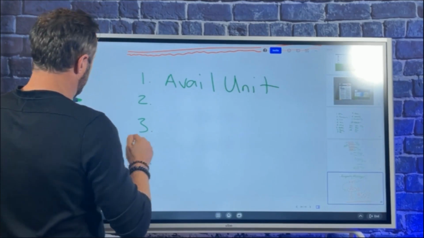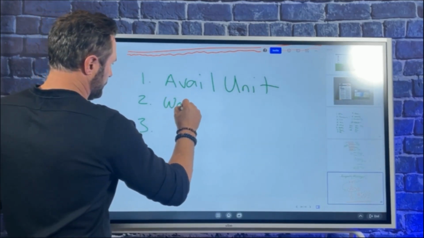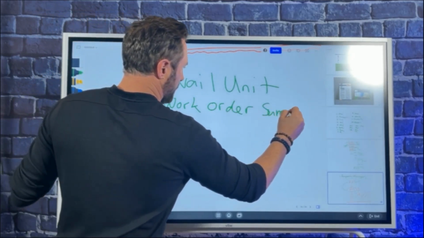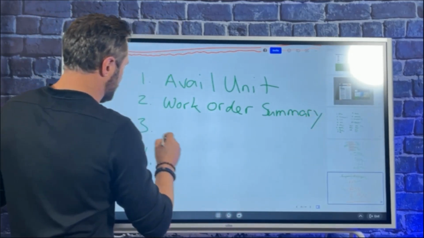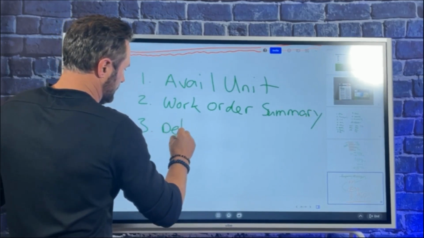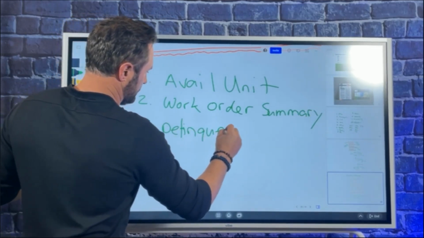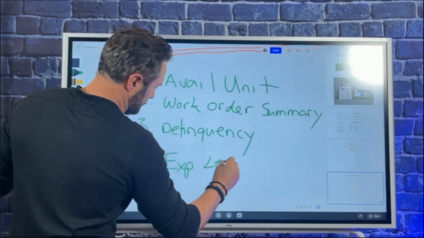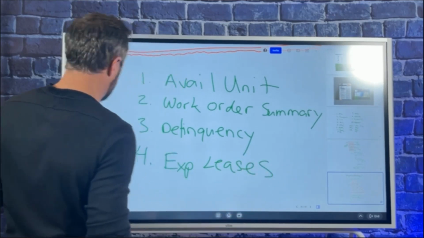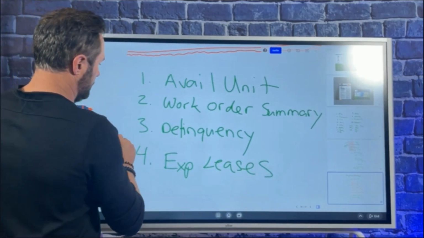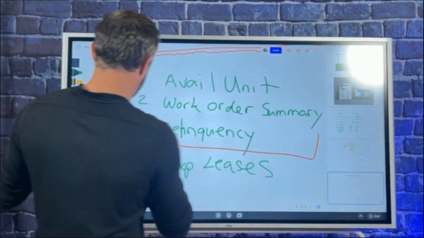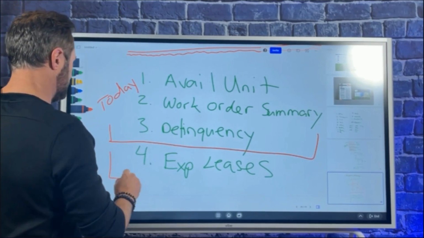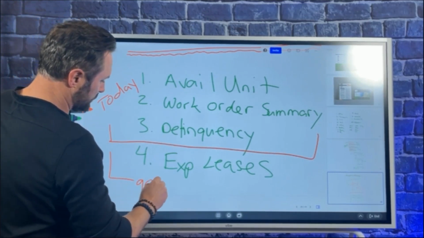Available units list. Work order summary. I'm going to explain this in a minute. Delinquency list. Expiring leases. Okay. These are for today. This shows you what 90 days from now looks like.